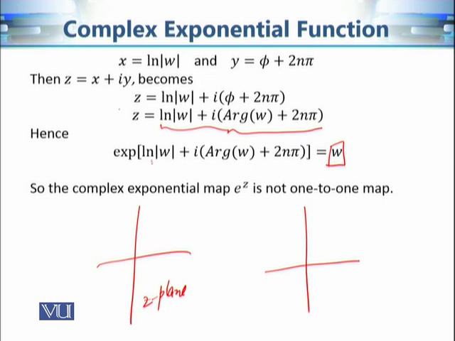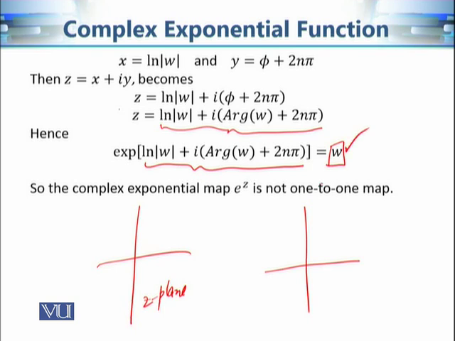So these are infinitely many numbers, right? Here n varies over the set of integers. So these are infinitely many complex numbers in the z plane, such that when we apply the exponential map on all of these complex numbers, we are getting the same number w.